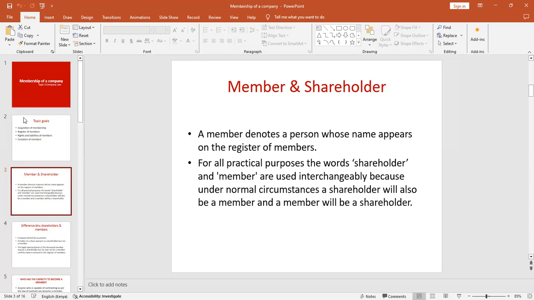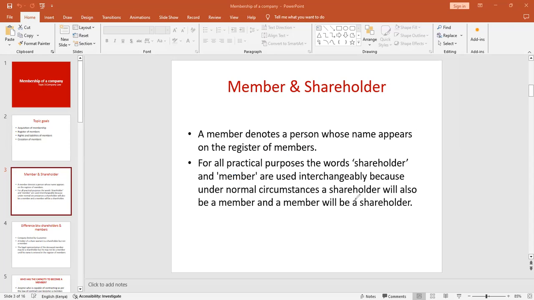But for starters, when talking about a member, we're talking about someone whose name appears in the register of members. That's it. There's nothing special about that person as far as definitions are concerned. If your name appears in the register of members, then you're a member, which means if your name doesn't appear there, then you're not a member, okay? So going forward, when you talk about shareholders, it's okay to think of them as members, even though I want you to understand that shareholders are not necessarily members.